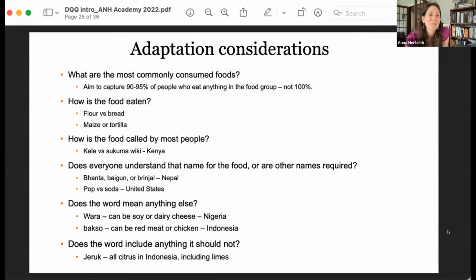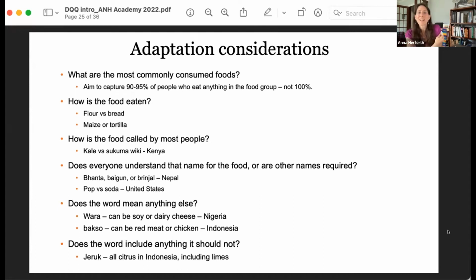And does the word include anything it should not include? So in the citrus category, we want fruits that are eaten whole, eaten like a large quantity, over 15 grams. We do not want lemon and lime because they're usually used as condiments or flavorings. So we had to find a different way of asking other than to say the word jeruk in Indonesia, which captures all citrus, including lime. We had to figure out a different way to ask that to avoid capturing things that should not be included.